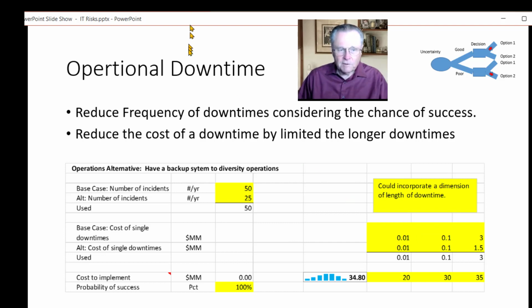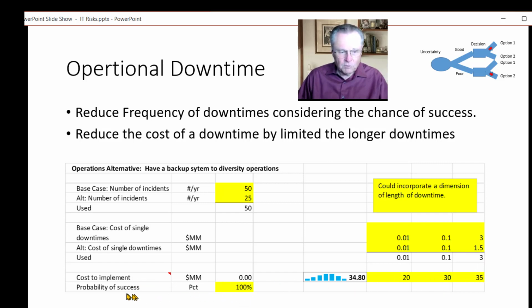Now for the operational downtime, we can reduce the number of cases from 50 to 25. And we can also reduce the cost of the downtimes. Here it didn't change the minimum and the most likely, but it did change the maximum. And then we have a cost to implement.